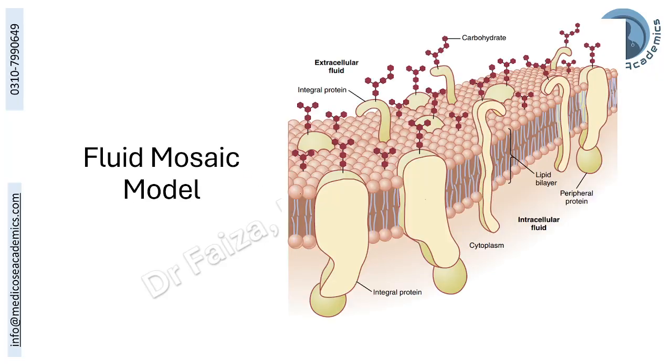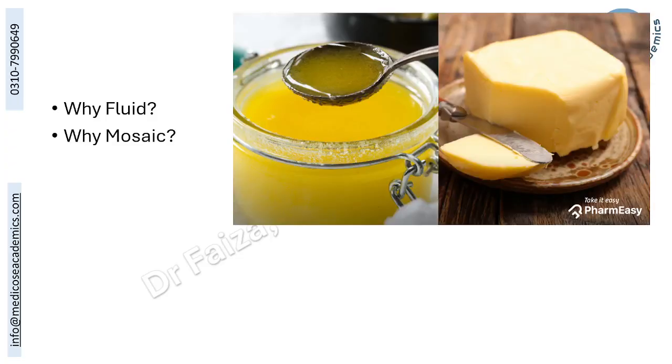You can appreciate over here the phospholipid bilayer, its hydrophilic and hydrophobic ends. You can see the proteins, the integral proteins versus peripheral proteins. You can see carbohydrates. This is the intracellular and this is the extracellular surface of the cell membrane. This is the fluid mosaic model. So why is this fluid and why is this mosaic?